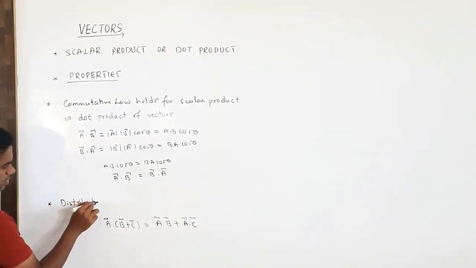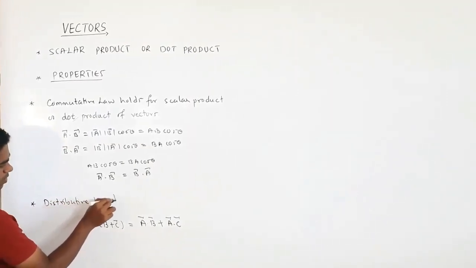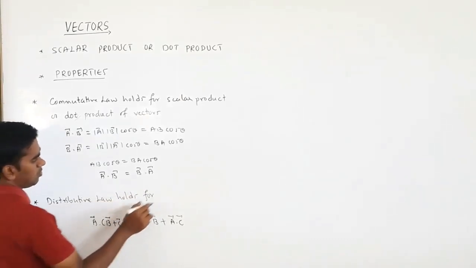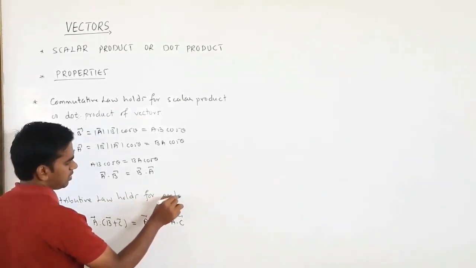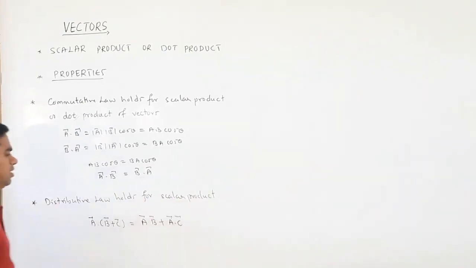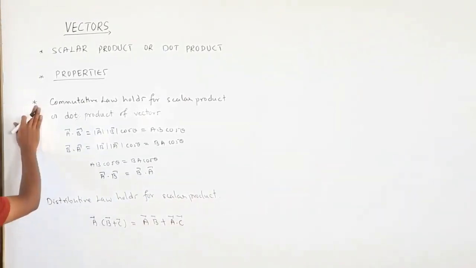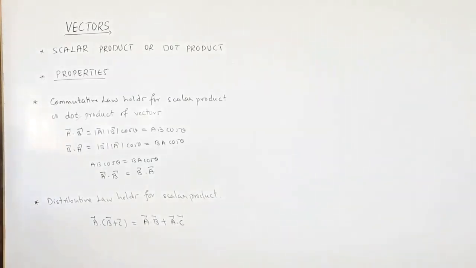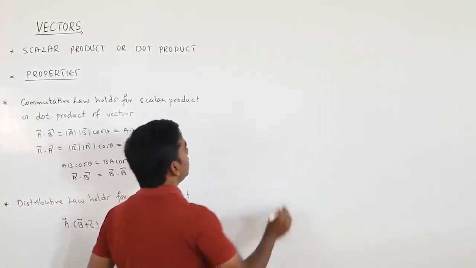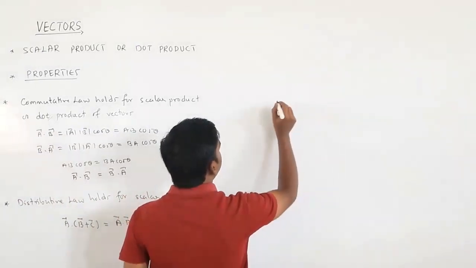Distributive law holds for scalar product or dot product. So first one, commutative law holds, second is distributive law holds. Important properties, remember. Now I will take two parallel vectors.